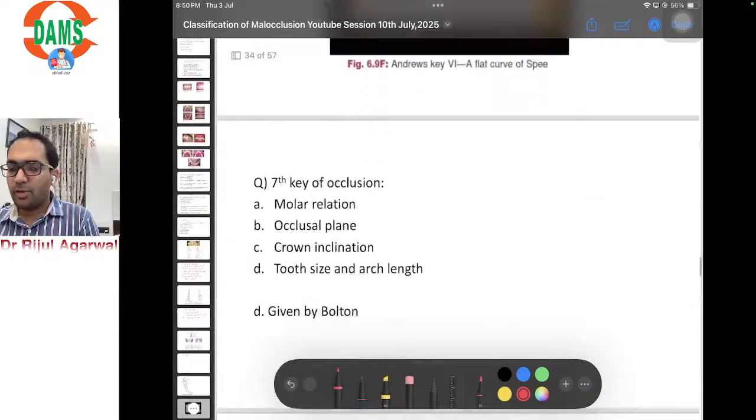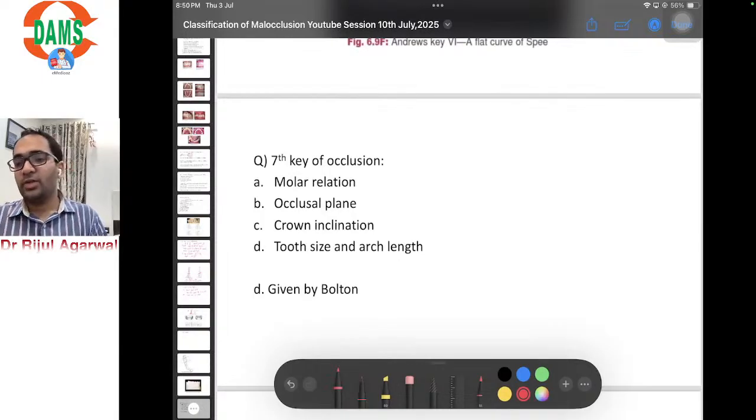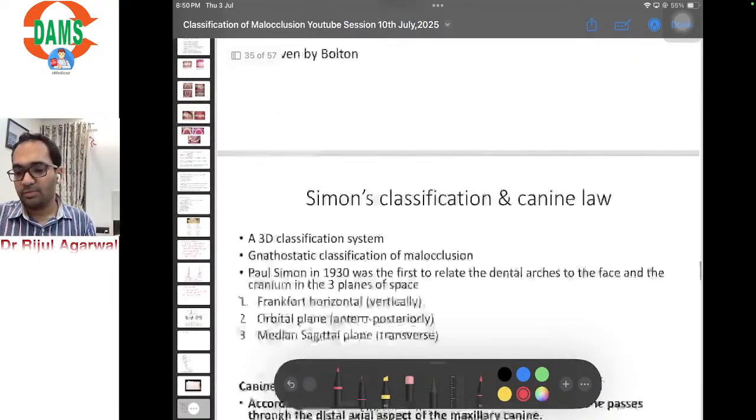Later on the seventh key was added by Bolton, with relation to tooth size and arch length. If you remember from model analysis, there shouldn't be any Bolton discrepancy in the post-orthodontic treated case. So absence of Bolton discrepancy was the seventh key which was given.